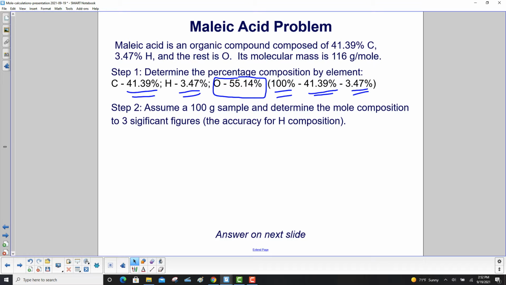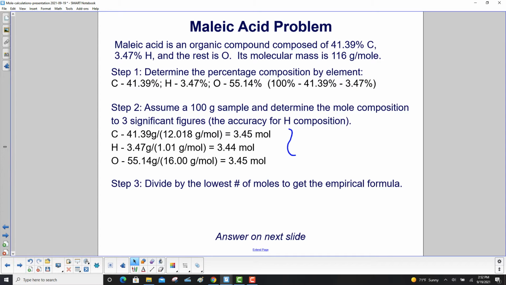Next, assume a 100-gram sample and determine the mole composition to three significant figures, which is the accuracy for the hydrogen composition right over here, 3 sig figs. We get this from the periodic table, where carbon is 12.018 grams per mole, hydrogen 1.01 grams per mole, and oxygen 16 grams per mole. We divide the grams, right? We're assuming a 100-gram sample, so 41.39% of 100 is 41.39. Carry out the math, and we have 3.45 moles of carbon, 3.44 moles of hydrogen, and 3.45 moles of oxygen.